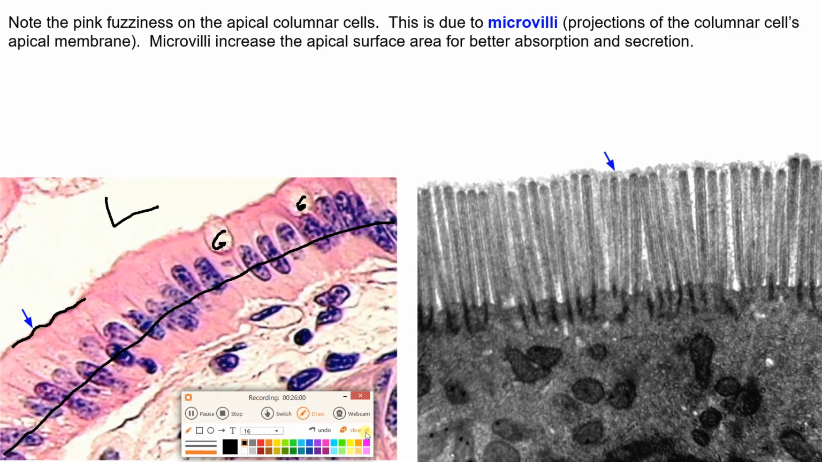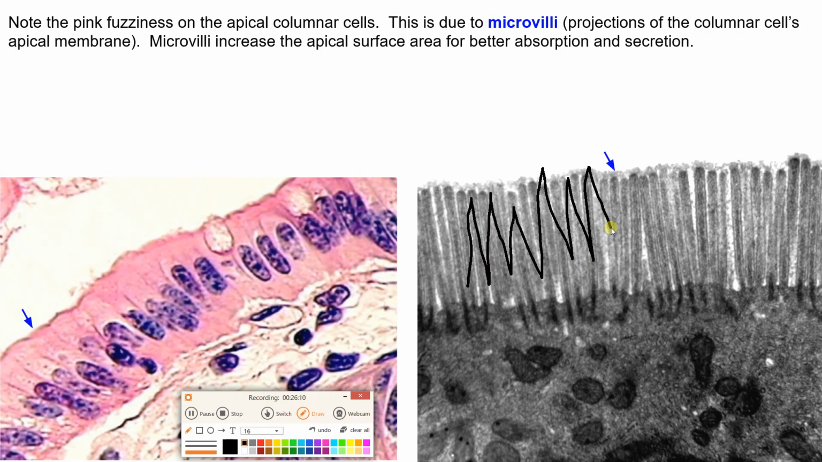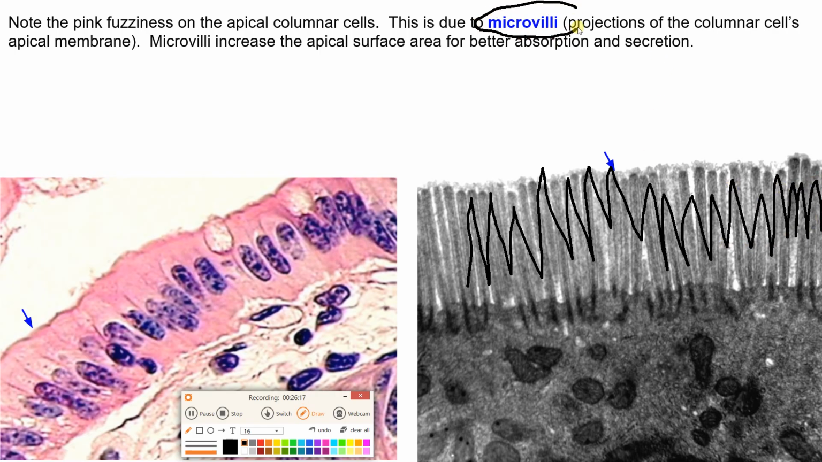And that something are these cellular extensions. The cell membrane actually goes up and down and up and down and up and down. This is a super zoomed in version here. And these up and down extensions are called microvilli. Micro means little, villi means fingers. And microvilli give us more surface area on the apical side. And more surface area means I'm going to be better at absorption, better at secretion.